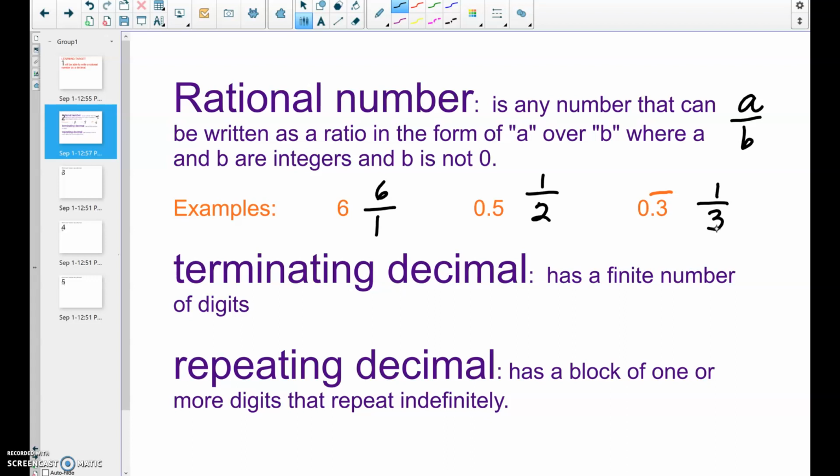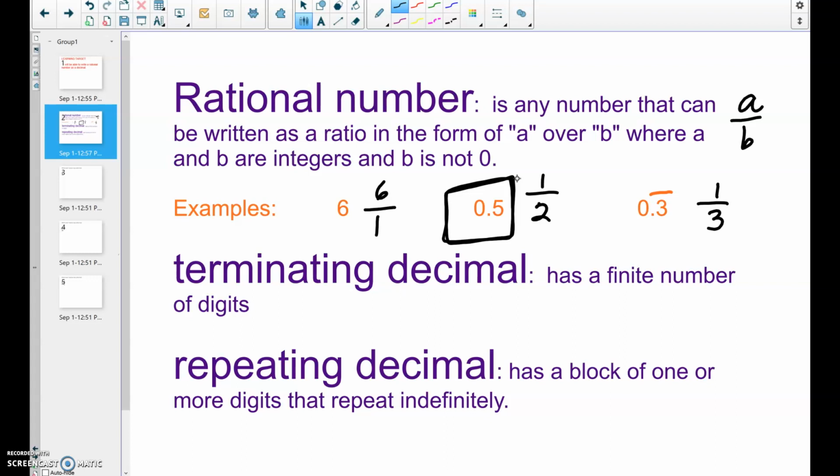Which leads me to the last two terms on this page. A terminating decimal has a finite number of digits. So this example right here, 0.5, is a terminating decimal. It ends. There's a finite, certain set of digits. It's 0.5, that's it. Nothing's repeating, nothing going on after it.